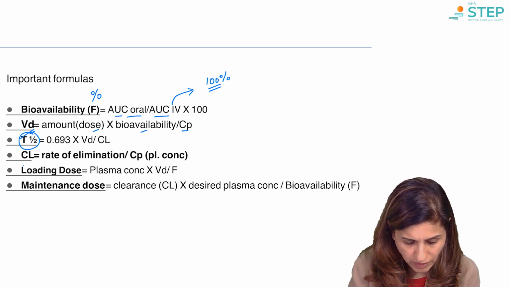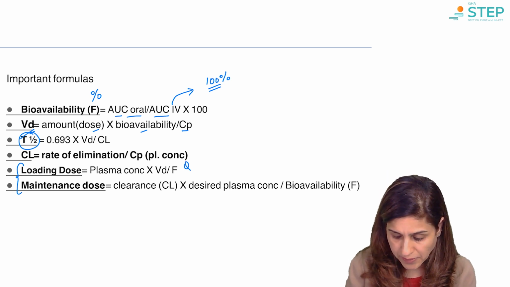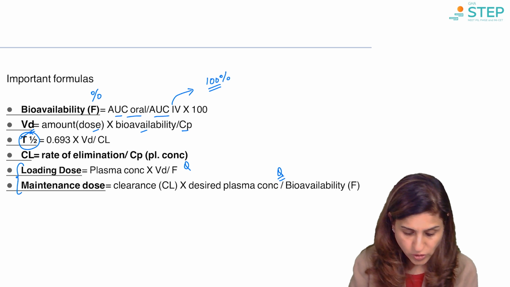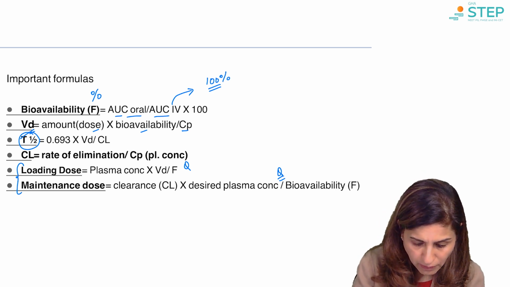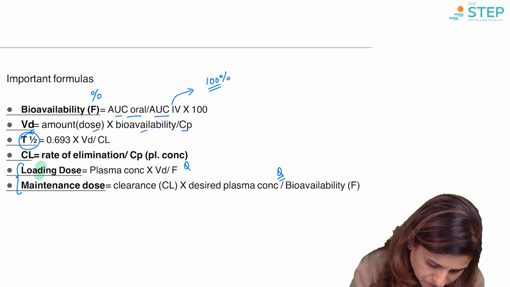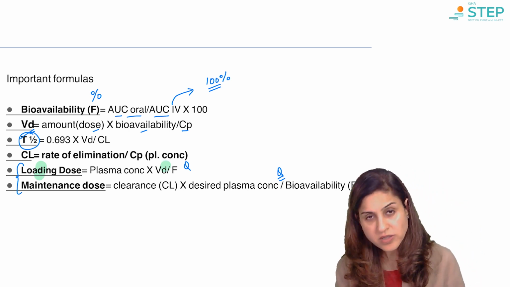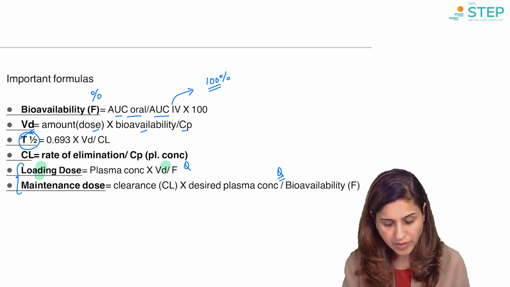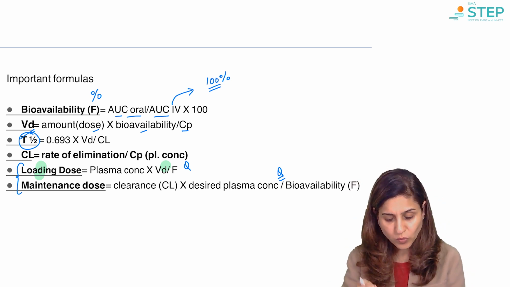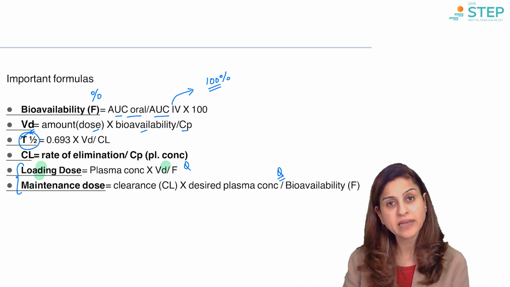Now, these two terms, loading dose and maintenance dose, have been asked many a time: which of the following depends on the volume of distribution. So there is just a trick to remember. Loading dose has D in its name, right? Plasma concentration is in both the maintenance dose as well as the loading dose. The only difference is which one will multiply volume of distribution and which one would multiply the clearance.